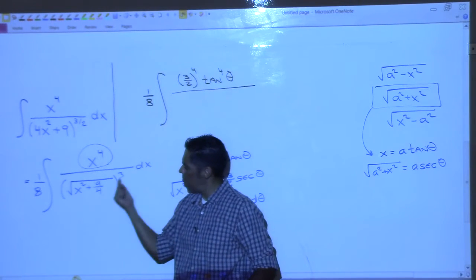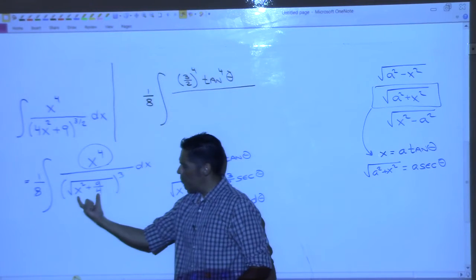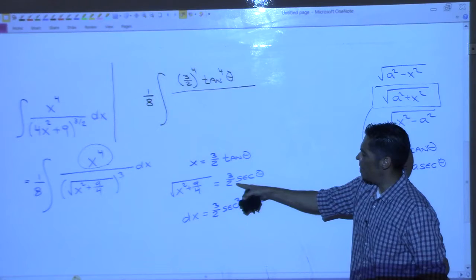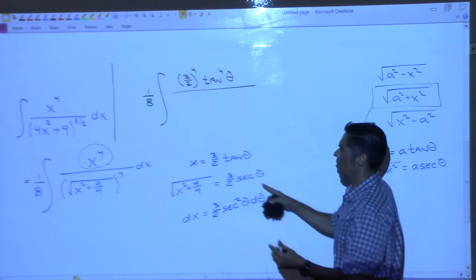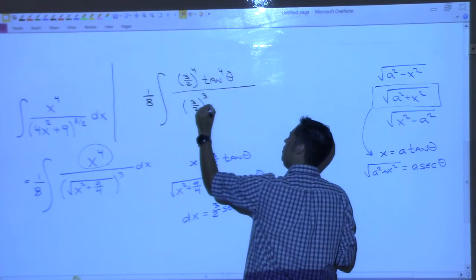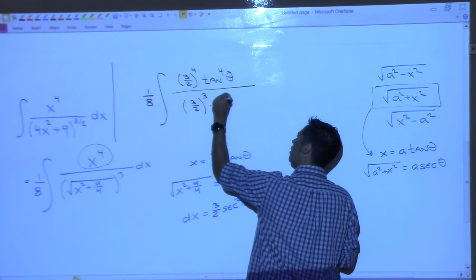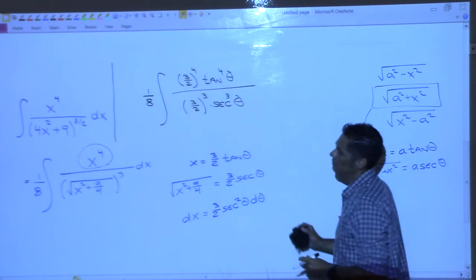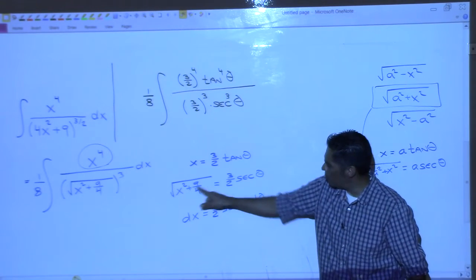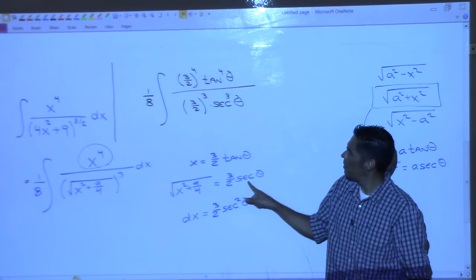Now be real careful here. This thing right here is being cubed, isn't it? The root part gets replaced with what? 3/2 secant theta, but then cube it. So 3/2 cubed times secant theta cubed, right? Secant cubed theta. So all we did was took this root and cubed it, which meant cube that, cube that.